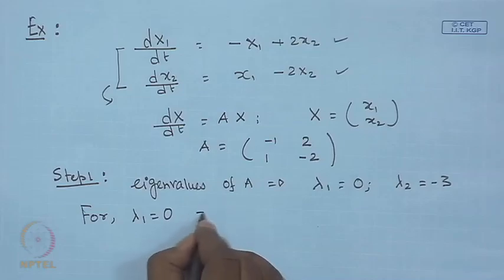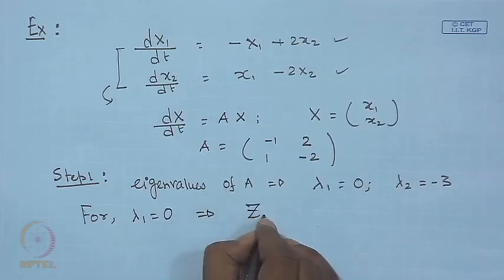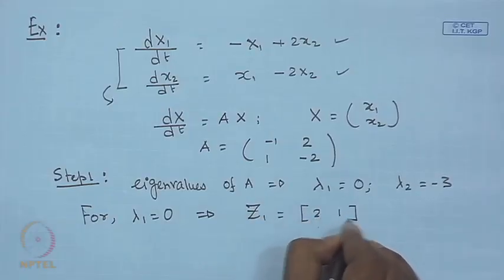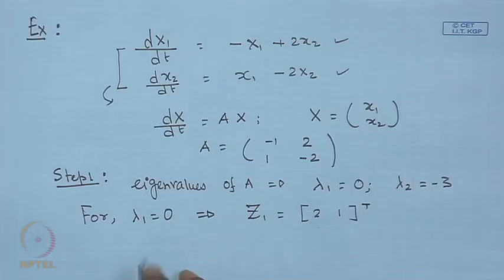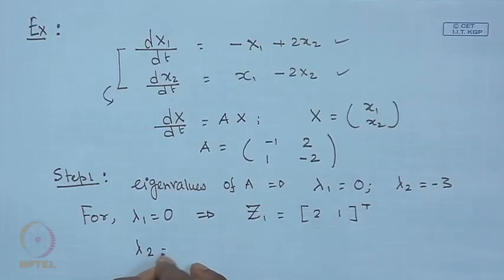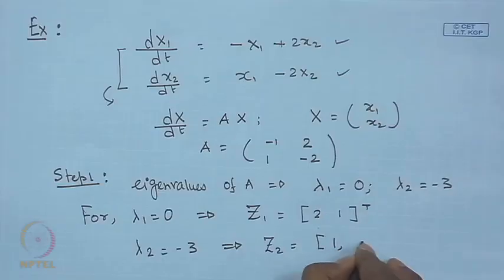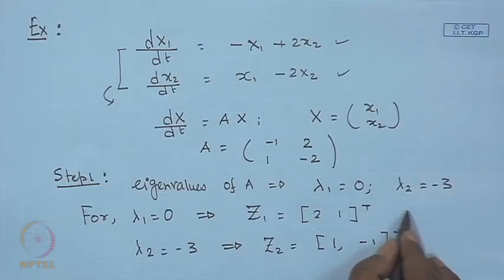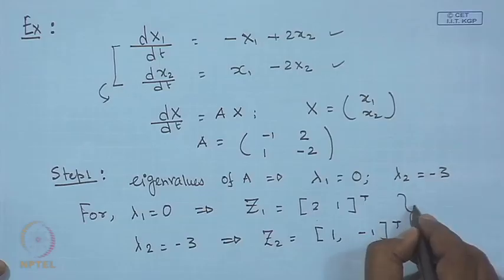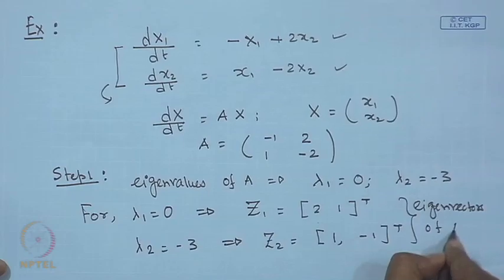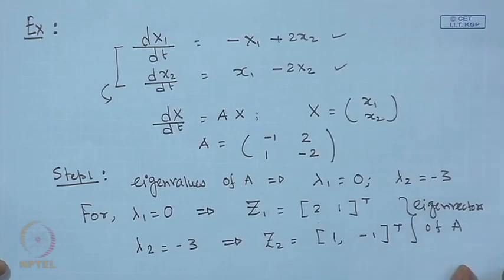So, for lambda 1 equal to 0, the corresponding eigenvector is z 1 equal to 2 1 transpose, and corresponding to lambda 2 equal to minus 3, you will be getting z 2 as 1 minus 1 transpose. So, these are the eigenvectors of matrix A.